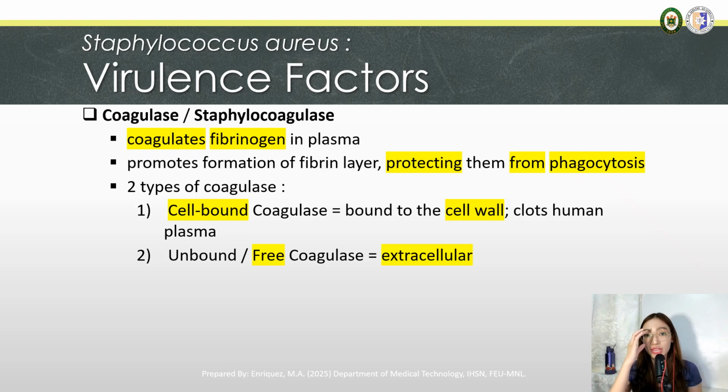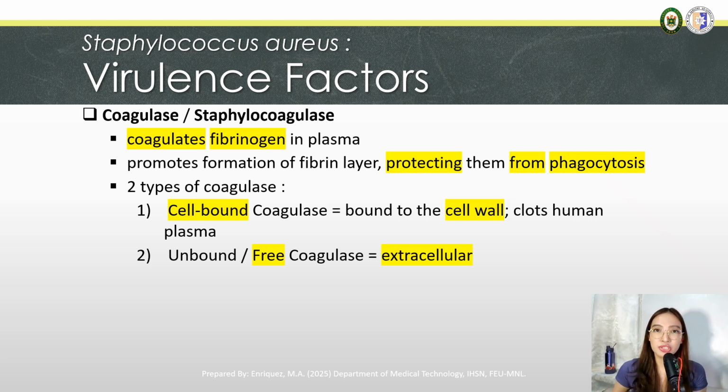First is coagulase or staphylocoagulase. The mode of action of coagulase is coagulating the fibrinogen in the patient's plasma. Kapag nangyari po yun on the staphylococcal abscess that were formed during the course of infection, they will form a fibrin layer that can protect the bacteria from phagocytosis. So now, using the fibrin layer, matatakpan po sila. So, hindi sila mahanap or madedetect ng mga phagocytes.